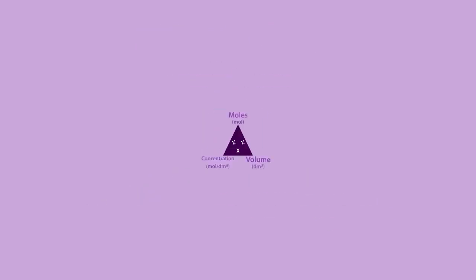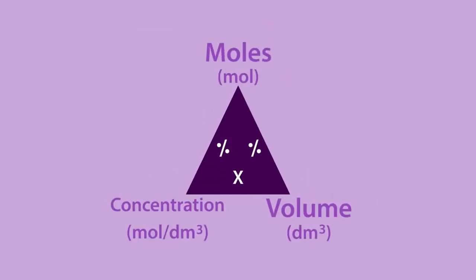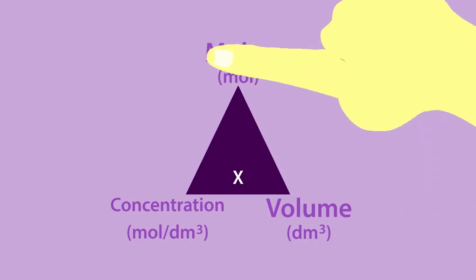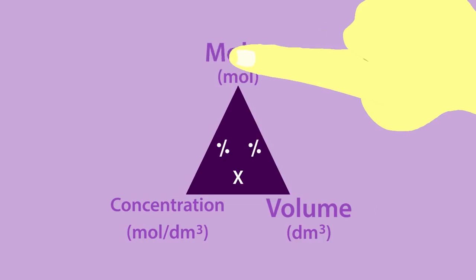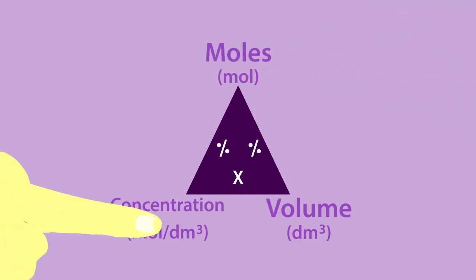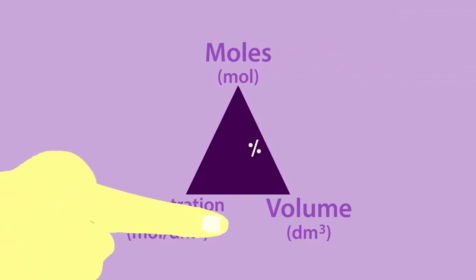You can find any of these quantities by covering up the one you're looking for with your finger. For example, if you cover moles, you can find this by multiplying the concentration by the volume. This is because any two terms on the bottom of the formula triangle are always multiplied together. If you want to find a concentration, you cover this and divide the number of moles by the volume.